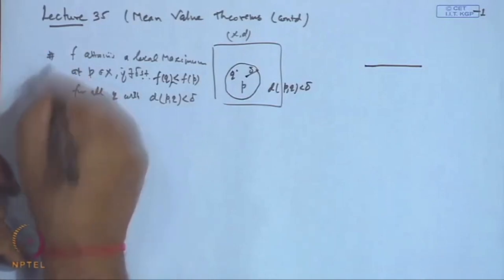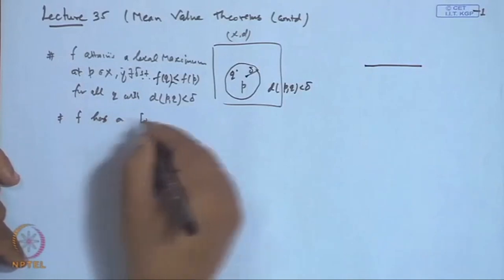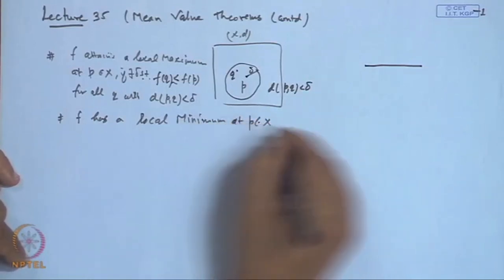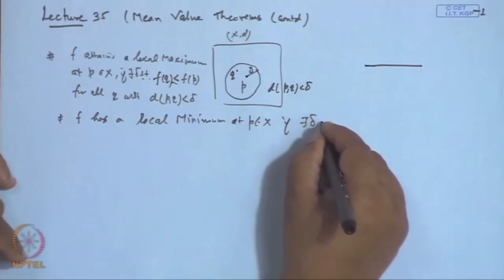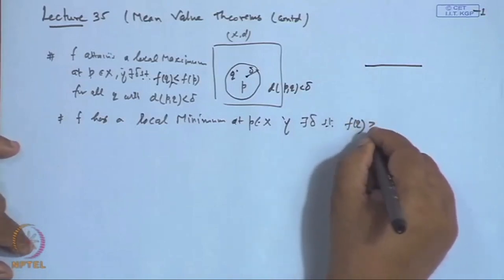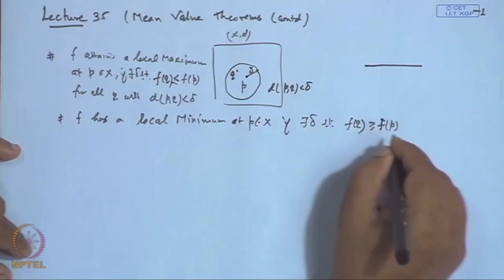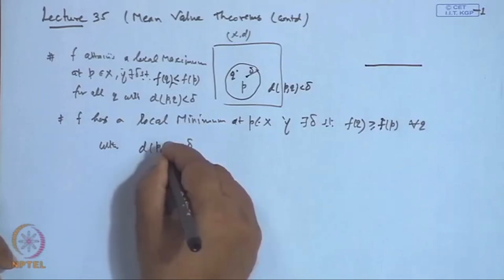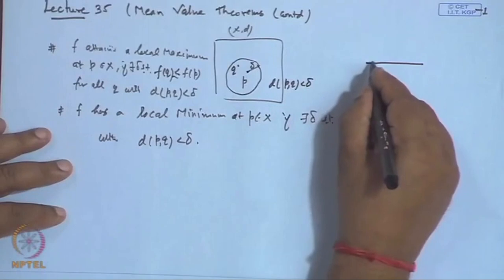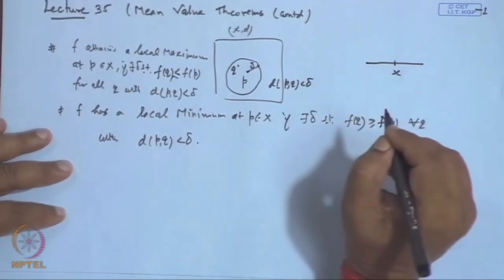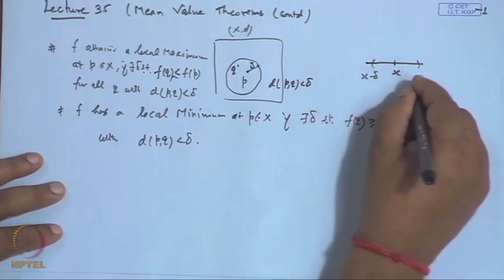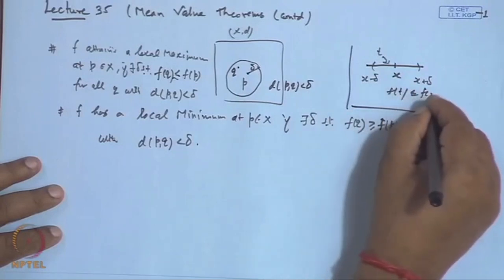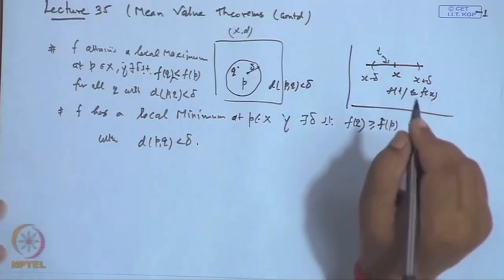Similarly, f has a local minima at p belonging to capital X if there exists a delta such that f(q) is greater than or equal to f(p) for all q with d(p, q) less than delta. So this is the case of local maximum or local minima, and in intervals in a similar way, when we say a function has a local maxima at the point x, it means there is a neighborhood (x minus delta, x plus delta) such that whenever any point t lies in it, f(t) is less than or equal to f(x), and similarly for local minima.